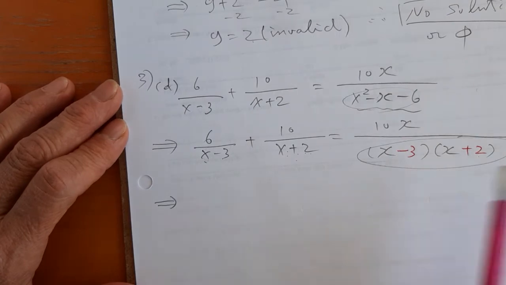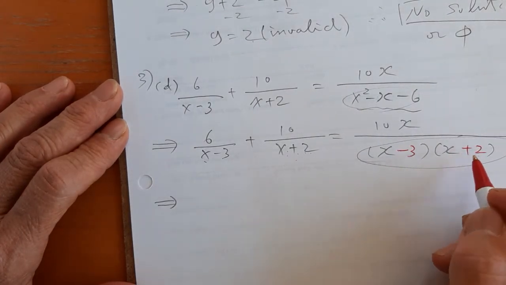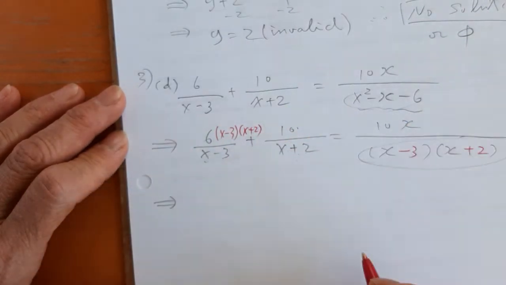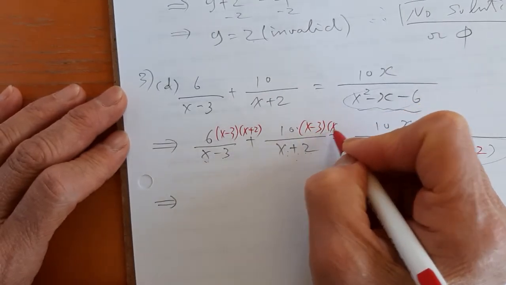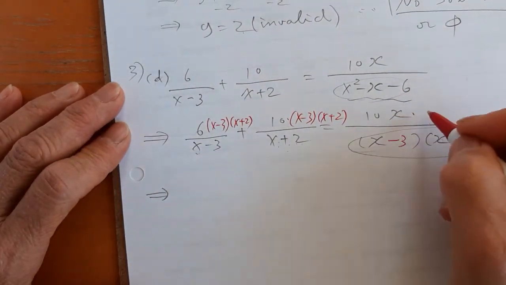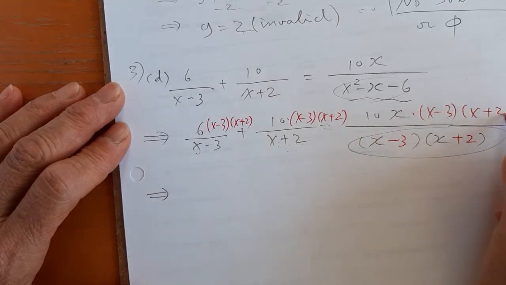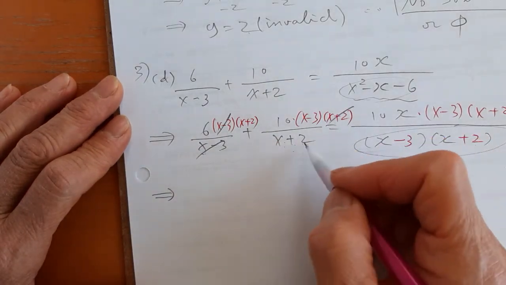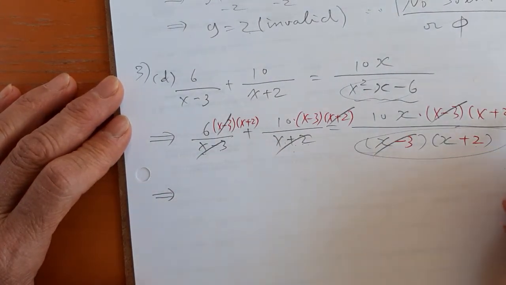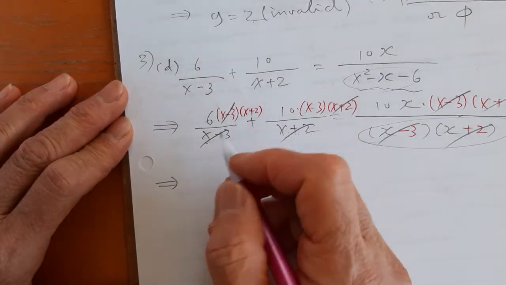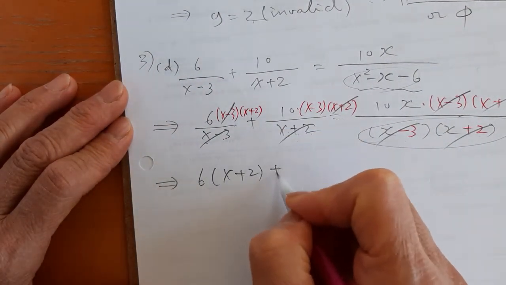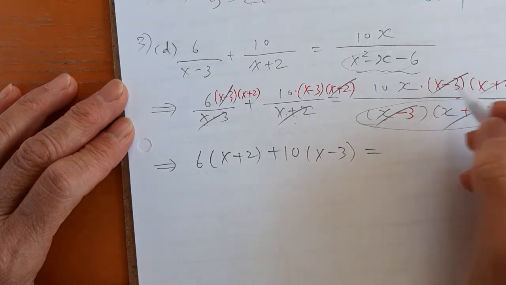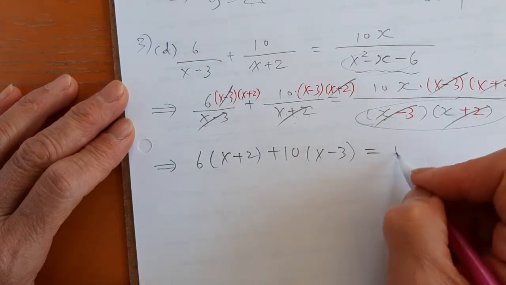So then we multiply each term by x minus 3 times x plus 2. The left side terms, and on the right side also, times x minus 3, x plus 2. Cancel common factors. x minus 3 cancels, x plus 2 cancels, x minus 3 cancels, x plus 2 cancels. So this remains 6 times x plus 2, plus 10 times x minus 3, equals, the two factors cancel, 10x.